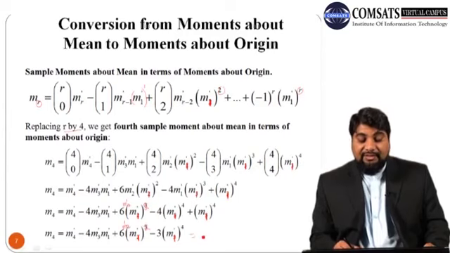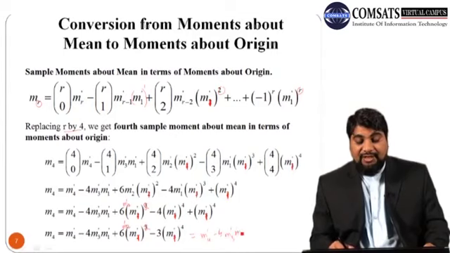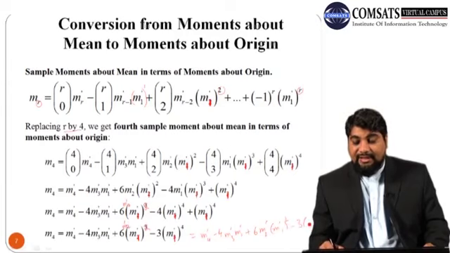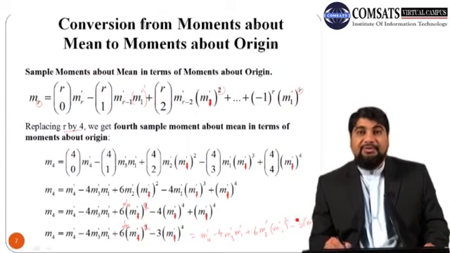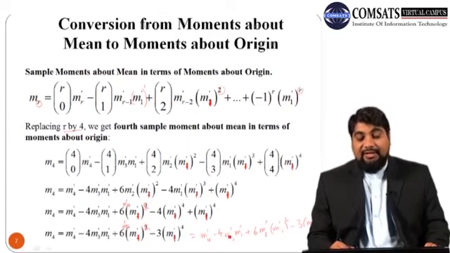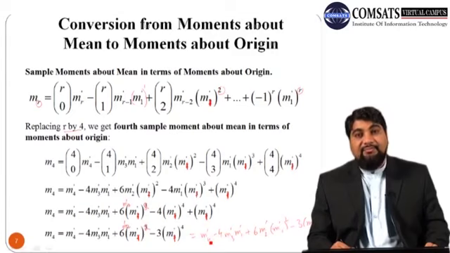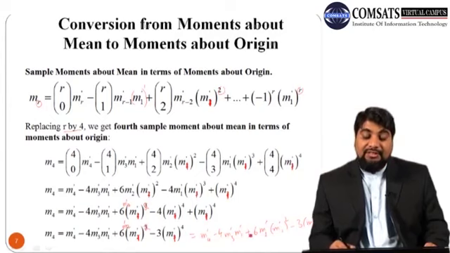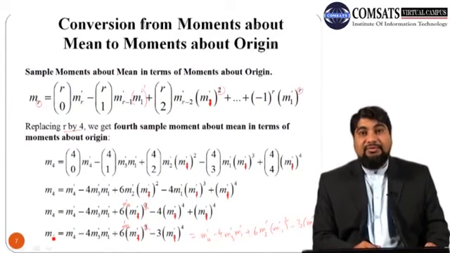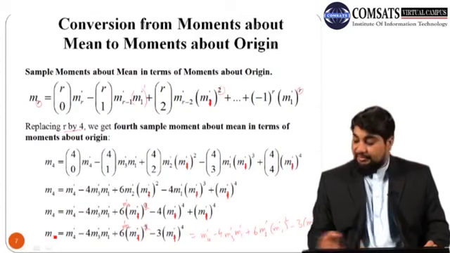So let me write it here in a more proper way. It is 4 times m3' minus m1' plus 6 times (m2' minus m1') whole square minus 3 times m1' whole raised to power 4. So if we know the values of these sample moments about origin, m4', m3', m2', m1', then using this relation we can calculate the fourth sample moment about mean, or fourth central sample moment.